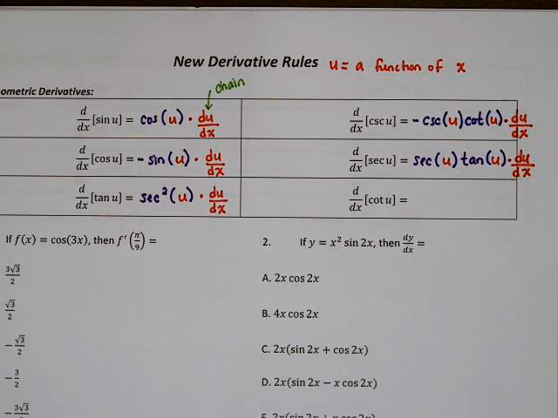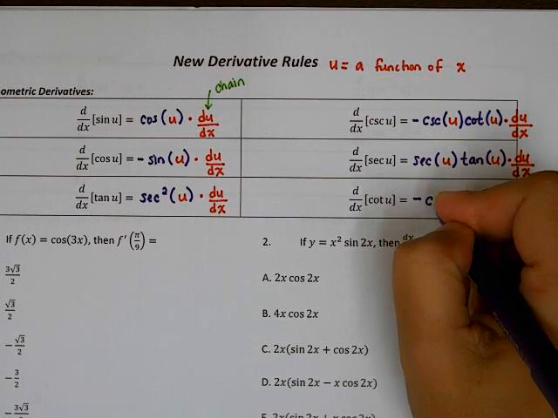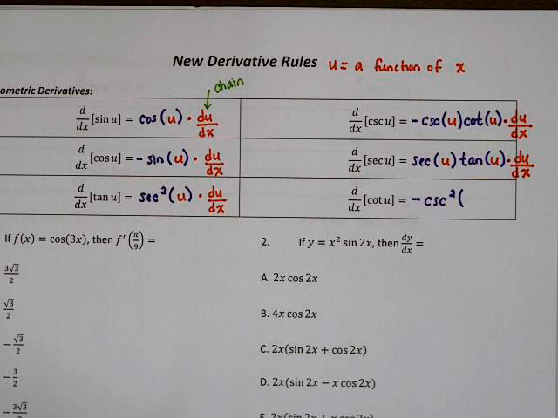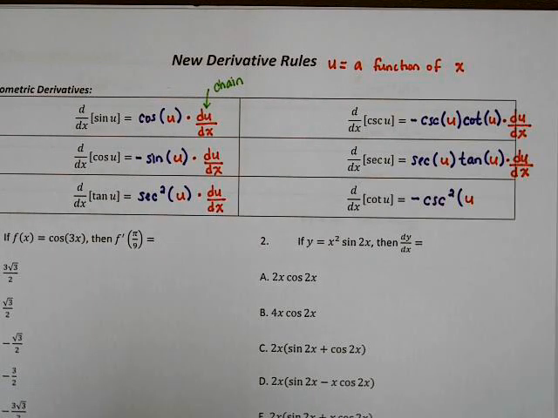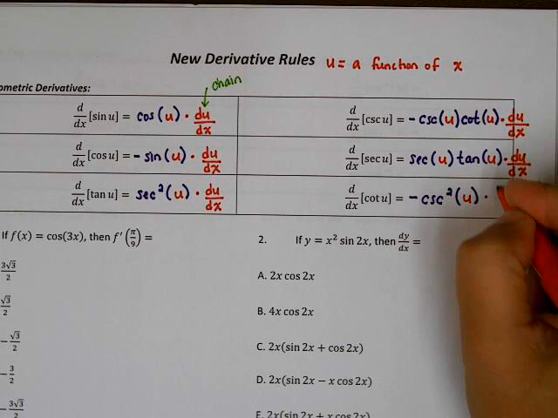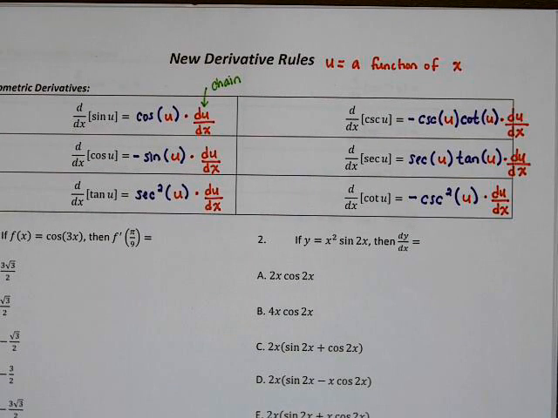And the derivative of cotangent would be negative cosecant squared of whatever was inside there, leave it alone, times the derivative of whatever was inside there, so the chain. Now there are a couple patterns here that can help you remember these rules.